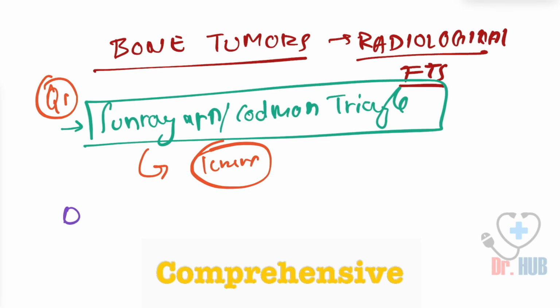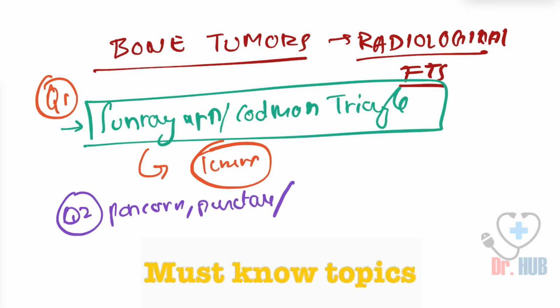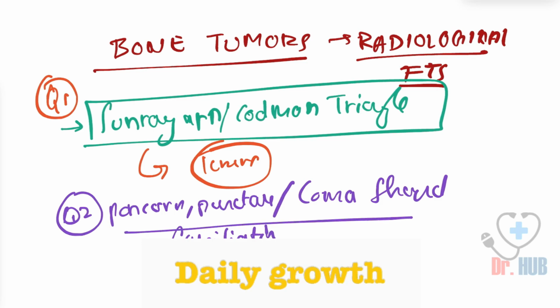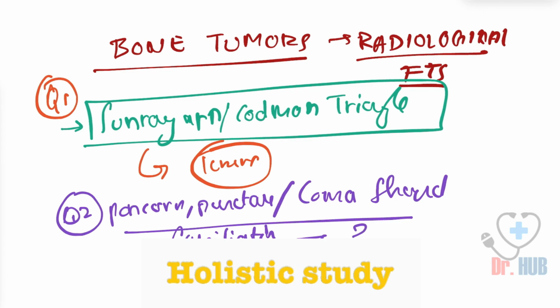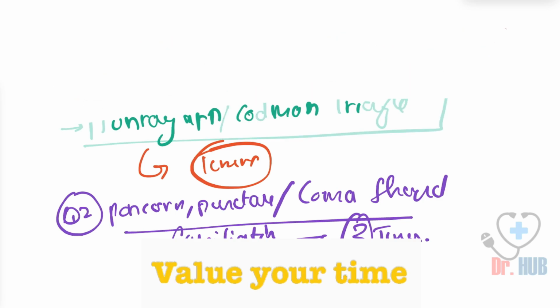where is the popcorn? The popcorn or the punctate or the comma shaped calcification. So we talked about the popcorn, punctate and the comma shaped calcification. So where does this occur? In case of what tumor does this occur? So now we will be looking at the answers to these questions and learn in detail about major tumors.